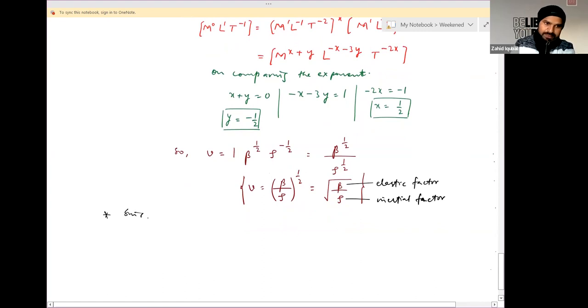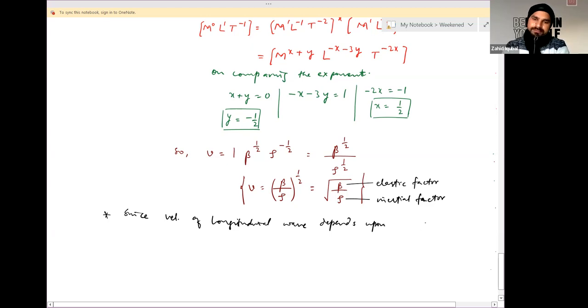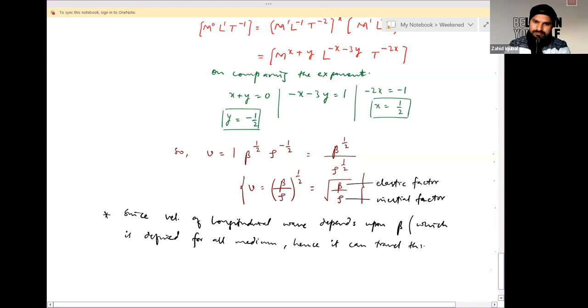So from this part, we can write: since velocity of longitudinal wave depends upon beta, which defines compressibility, which is defined for all media, hence it can travel through all media.